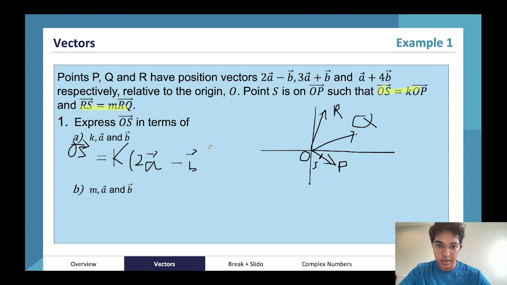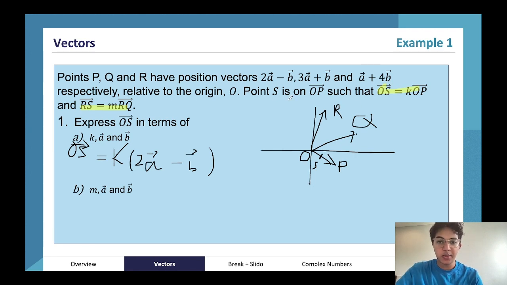Cool, easy. That's probably 1 mark there. Okay, this is probably 2 marks as well, part B, and this is probably 1 mark. Now we want to find it in terms of A, B, and M. So I think step 1 is to figure out what R and Q is.